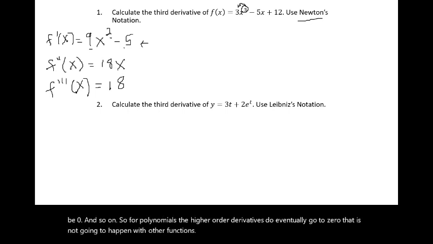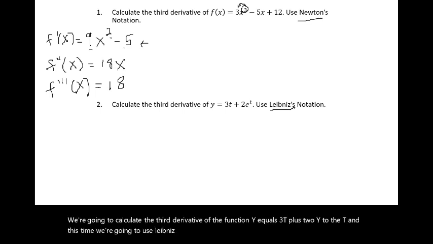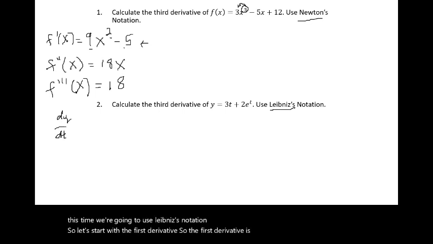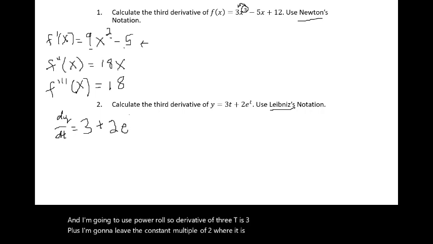So taking a look at this next one, we're going to calculate the third derivative of the function y equals 3t plus 2e to the t, and this time we're going to use Leibniz's notation. So let's start with the first derivative. So the first derivative is going to be dy dt, and I'm going to use power rule. So derivative of 3t is 3, plus I'm going to leave the constant multiple of 2 where it is. Derivative of e to the t is itself, e to the t.